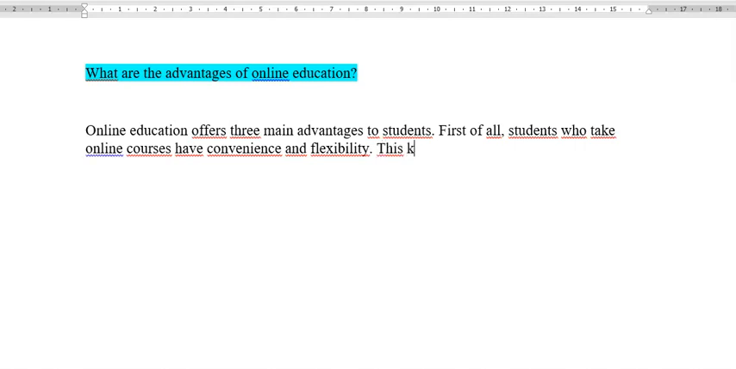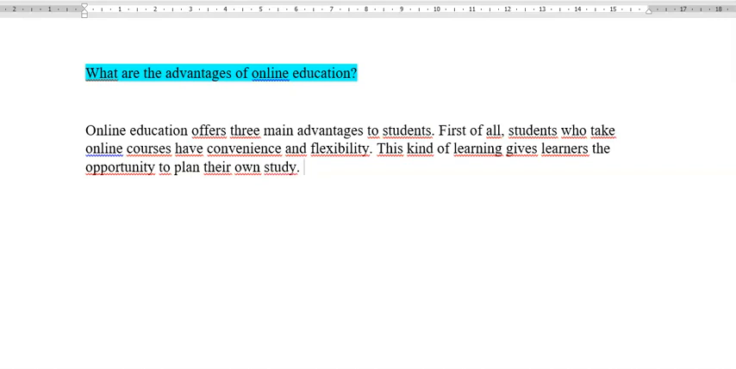So, this kind of learning gives learners the opportunity to plan their own study. So again, I need to continue. I need to explain how this opportunity works. So how can they plan their working? So I can give an example here.